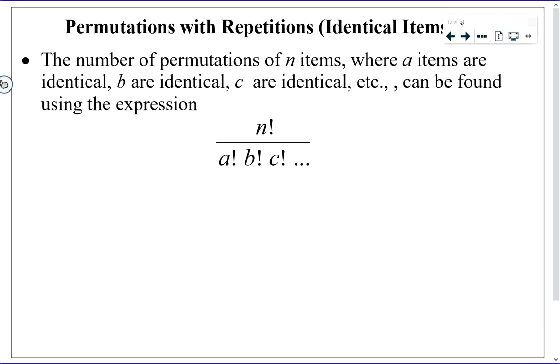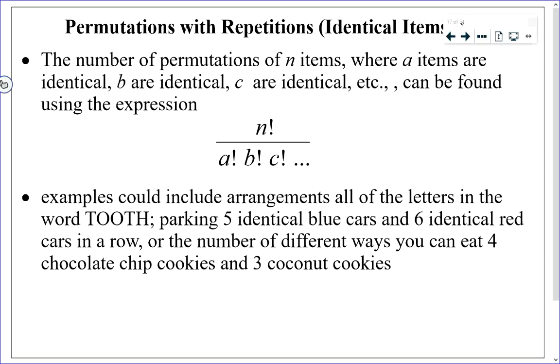Permutations with repetitions. I wish we called it identical items, but your textbook talks about repetitions. We're talking here about arranging items where some of them are the same. So if I'm arranging n items, normally, if I want to put 8 books on a shelf, it would just be 8 factorial. But if some of those items are identical, we've learned that we need to divide by that factorial. So, for example, this could be arranging the letters from the word tooth.